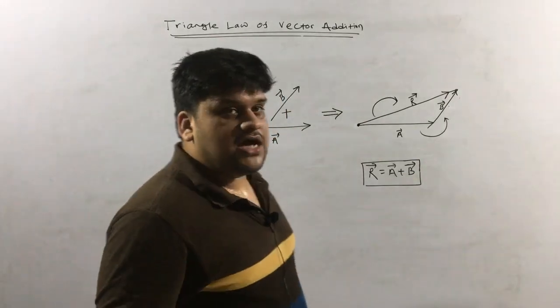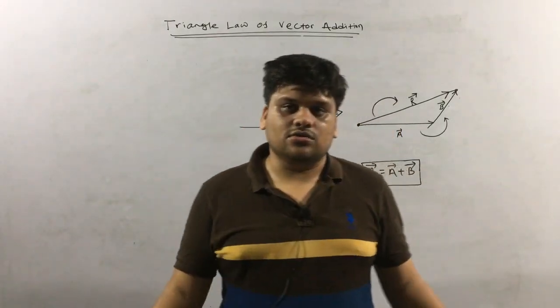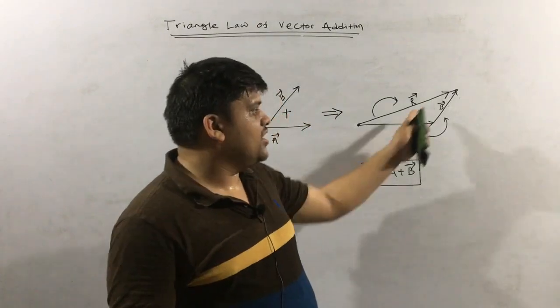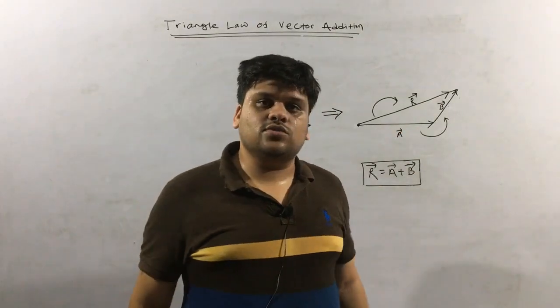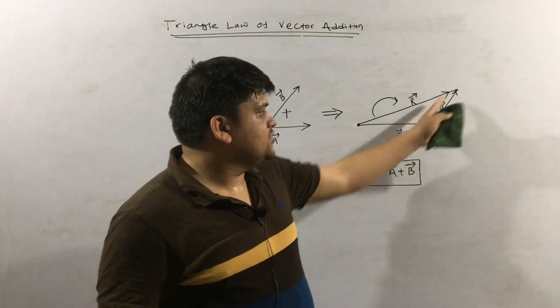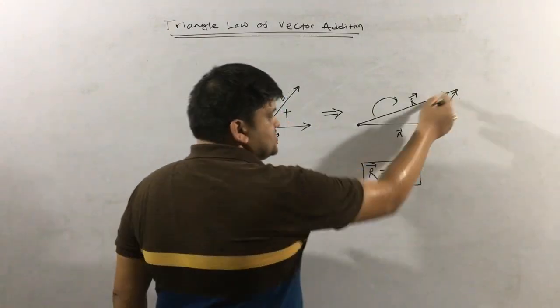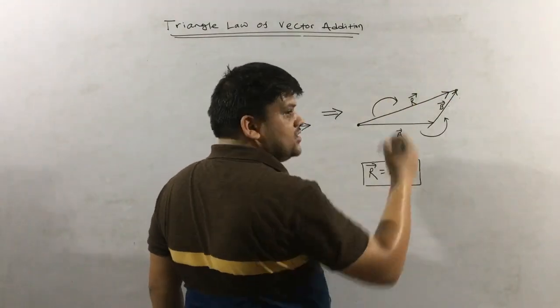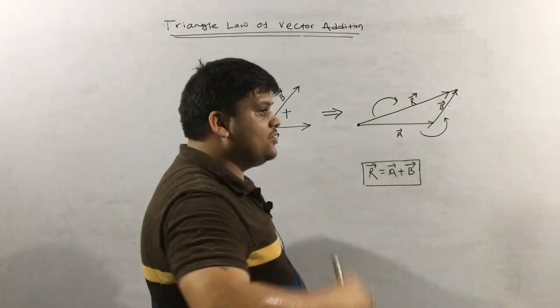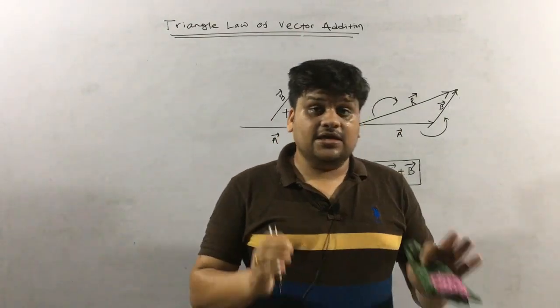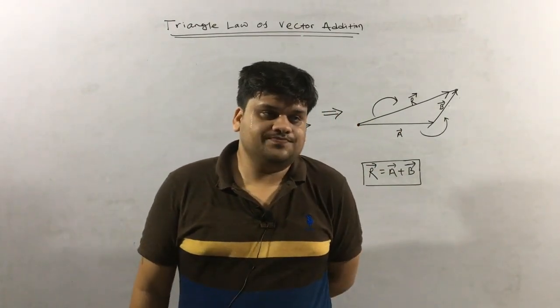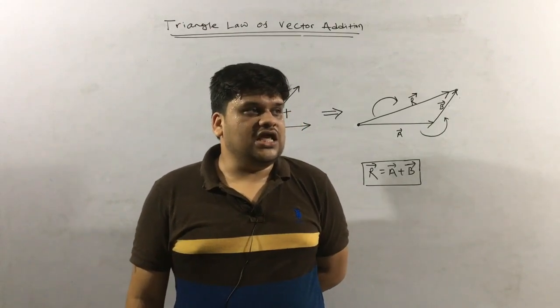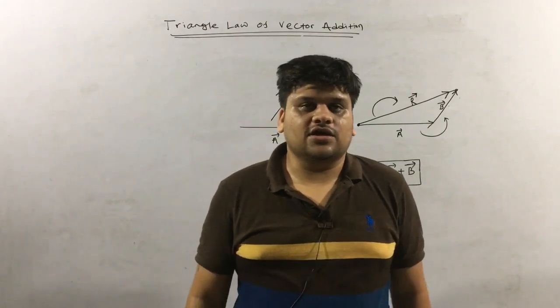Now a question can be asked, a very simple question. How do you know why I will draw a triangle? Why not some other figure? How do you know that this will only give you the resultant, not this, not this? The resultant can be anywhere. How do you particularly know? This is a completely experimental law. Remember, there are no derivations for the triangle law of vector addition.